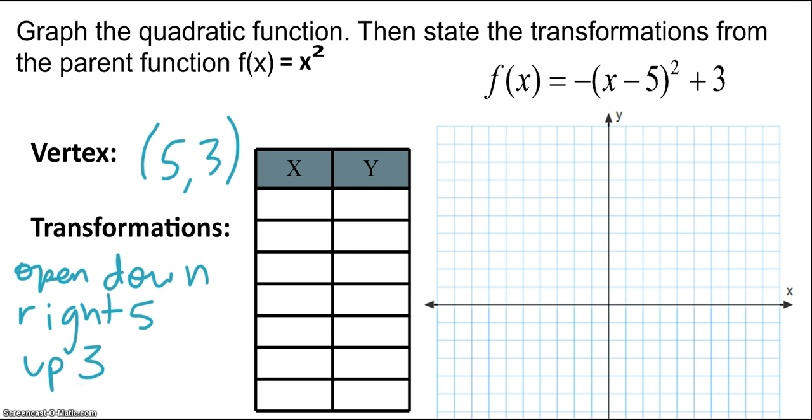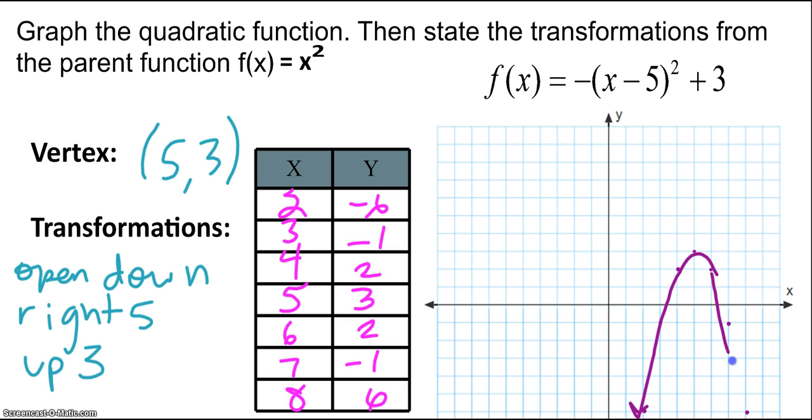All right, so I'm going to put the vertex in the middle. So this would be 5, 3. So I would choose numbers below it and numbers above it, and type it into the table. All right, and now we need to plot our points. So now that we have our points, we need to connect them. Oops, that side didn't come out as well. Let's see, try again. Well, not perfect, a little wobbly handed, but you get the idea.